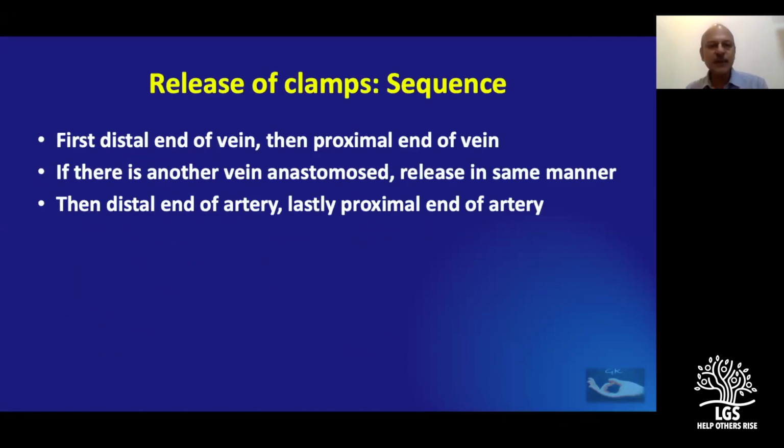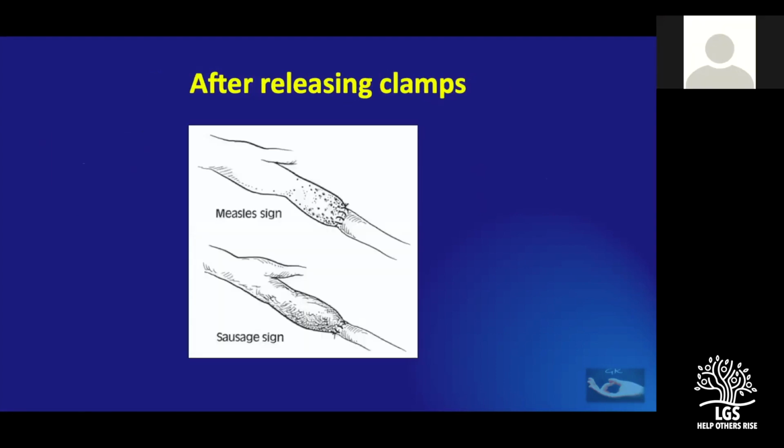So what is the sequence of release of clamps? First, the distal end of the vein, then the proximal end of the vein. Always from the distal, it's always released upstream. If there is another vein anastomosed, release that also in the same manner. Then the distal end of the artery, and lastly the proximal end of the artery, when the blood starts gushing into the distal artery and runs across the anastomosis, into all the veins.